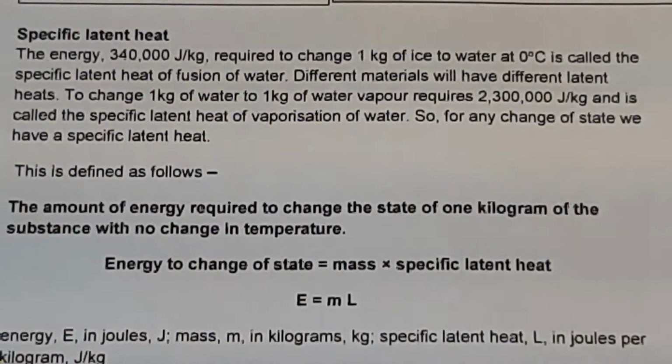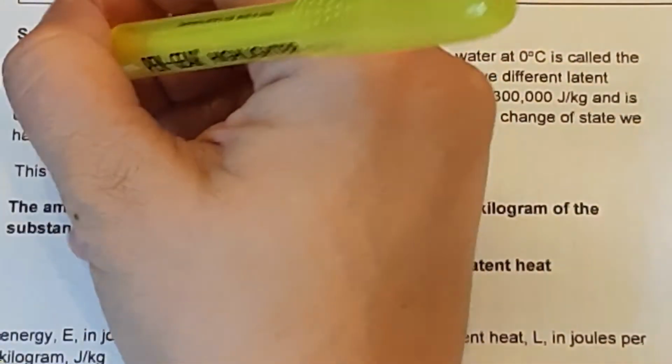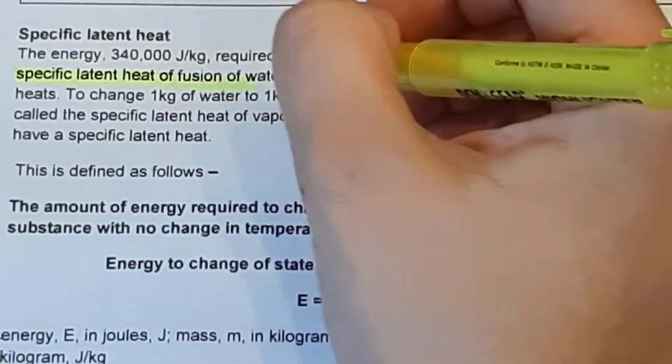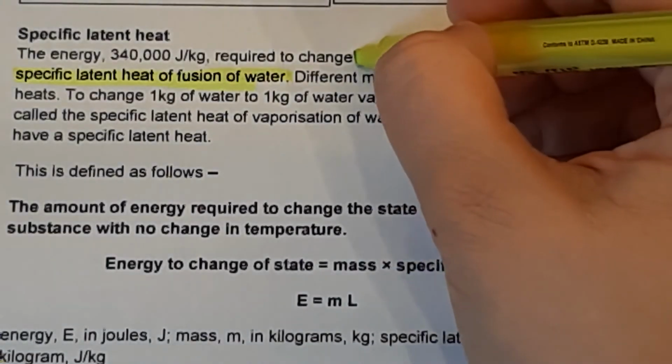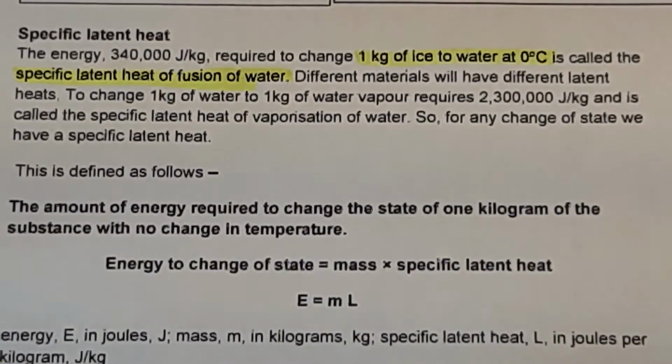So, specific latent heat. The energy, 340,000 joules per kilogram, required to change 1 kilogram of ice to water at 0 degrees Celsius is called the specific latent heat of fusion of water. So, the specific latent heat of fusion of water, it's a long name for it, is basically how much energy is needed to change 1 kilogram of ice to water at 0 degrees Celsius. Now, different materials have different latent heats.